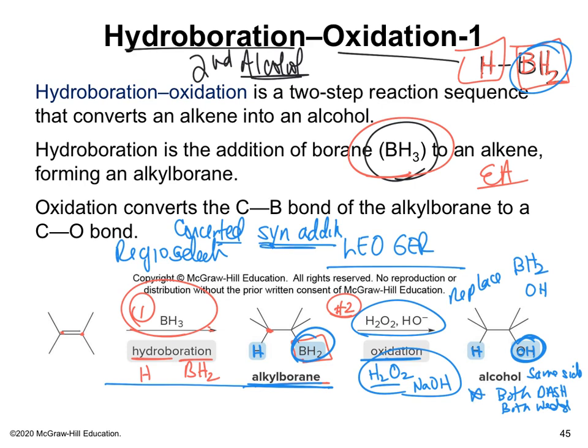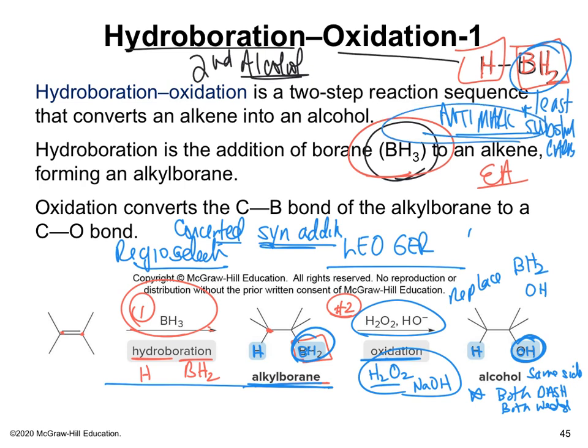That's stereospecific. And it's regioselective because the BH2, which you can't tell here, is going to add to the least substituted carbon. So this is your first time you're going to see an anti-Mark. This is an anti-Mark reaction. So regioselectivity, it's anti-Mark. Stereoselectivity, it's syn addition. So this is anti-Mark syn addition.